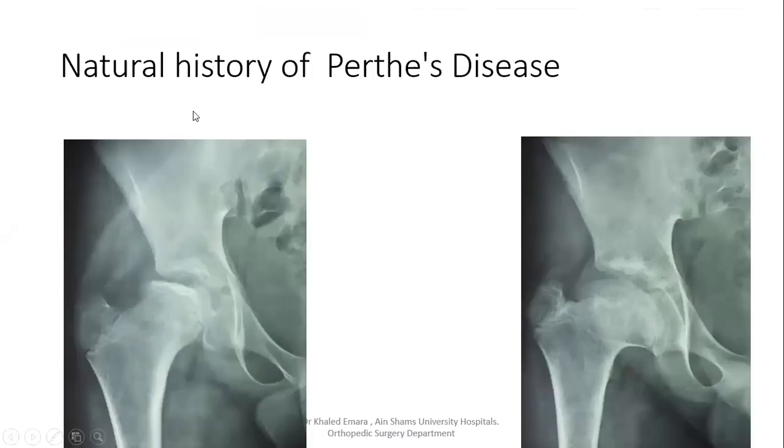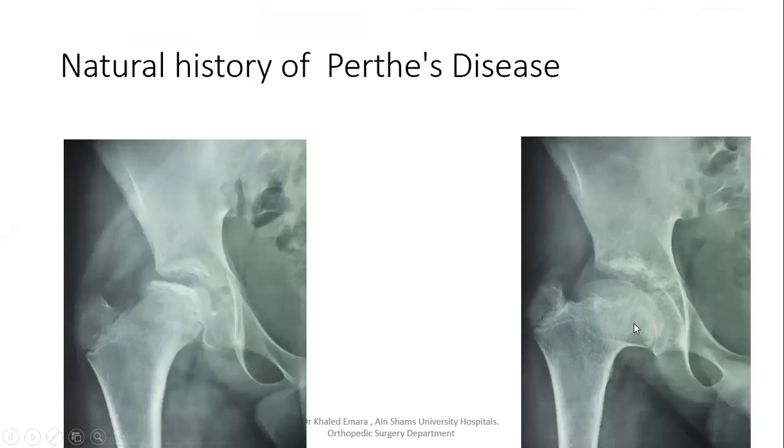So let me see. Here's the natural history of Perthes disease. It starts like this, and after a few years, it gets this shape. So here, what should we do, should we do a total hip? Unfortunately, some people do that.